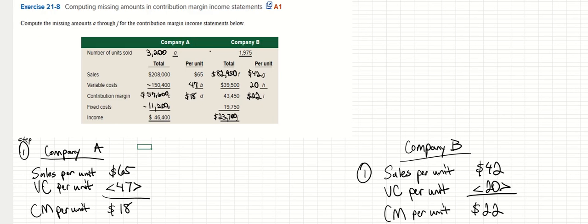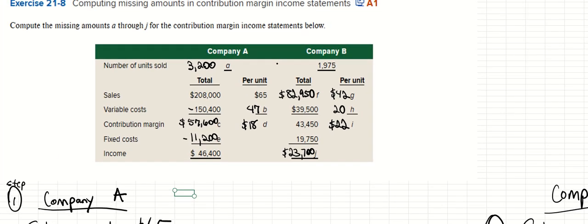Okay, so I'll go back over here to this exercise displaying the company A and company B contribution margin income statements, to be exact. It shows the income here for company A of $46,400, company B of $23,700. Now, what if they had a target income that's more than $46,400 for company A and then $23,700 for company B? So what is that going to look like?